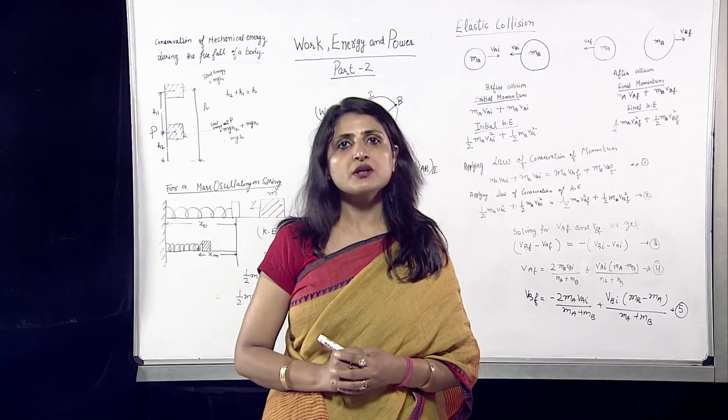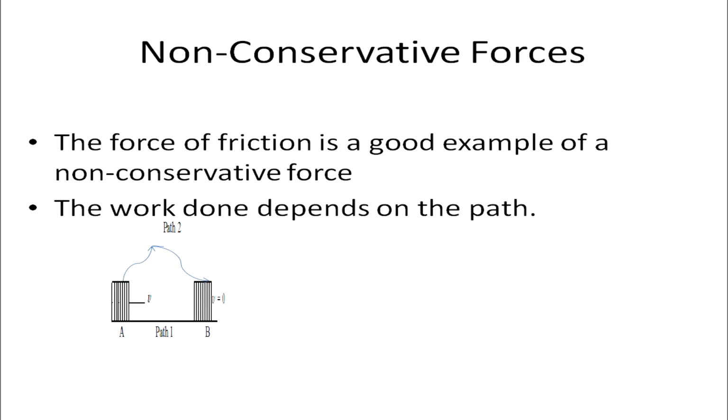Let's talk about the non-conservative forces. As you can see in the figure, there are two paths taken. One is a horizontal path, that is A to B, which is a straight line, and another one is path 2, which is a curved path. So, a mass is taken from point A to point B through two paths. But here the force of friction is coming into play, and the work done in moving the body from A to B along the two paths depends on the path taken.